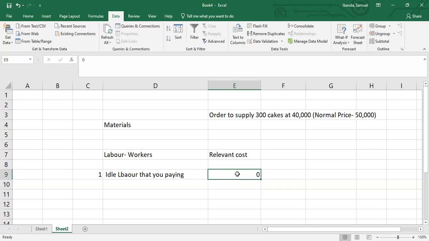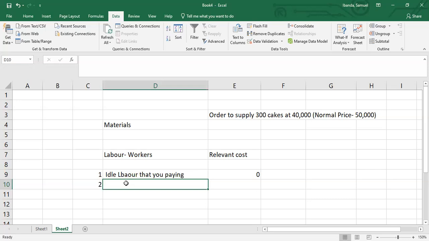The reason it will be zero is because either you take on this contract or you don't, you still have to pay these guys a salary. So if we are making a decision on taking on this order, if labor is available, we consider the cost to be zero. In reality, labor is going to be involved in executing this, but to you as a company, the cost of this labor will be zero because you're not going to pay anyone any additional salary.